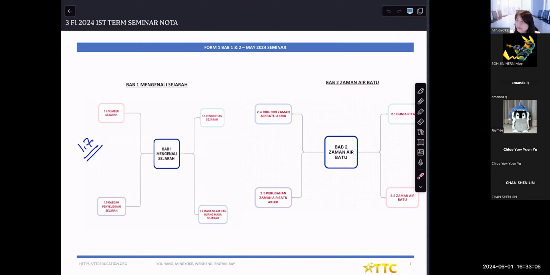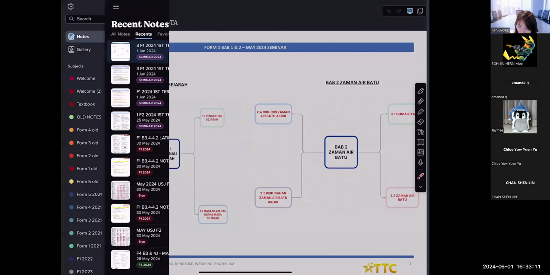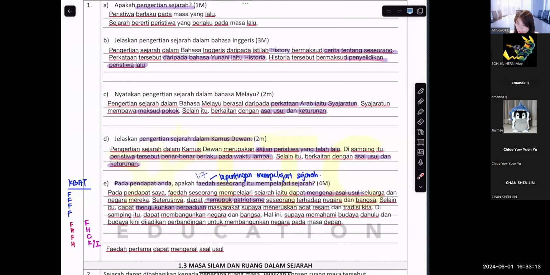Good. Understand? So you see, through here, then you need to apply. Example, look. Okay, first, dapat mengenal asal-usul keluarga dan negara mereka. Seterusnya, dapat memupuk patriotisme seseorang terhadap negara dan bangsa. Selain itu, dapat mengukuhkan perpaduan masyarakat. Guys, okay, kepala soalan in your structure question. Take note, kepala soalan in your structure question.